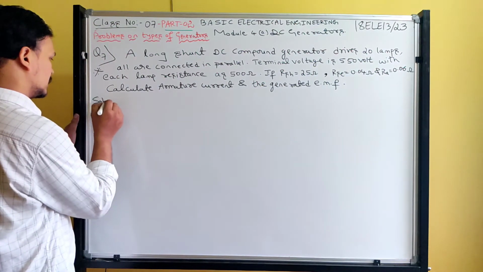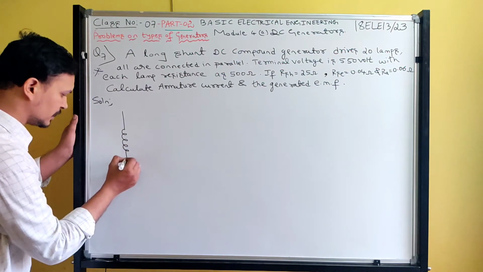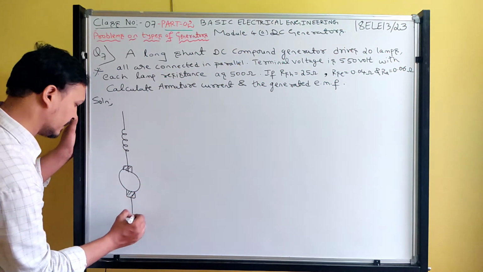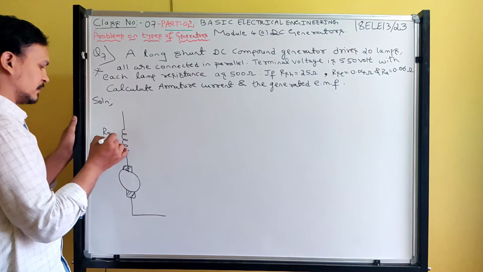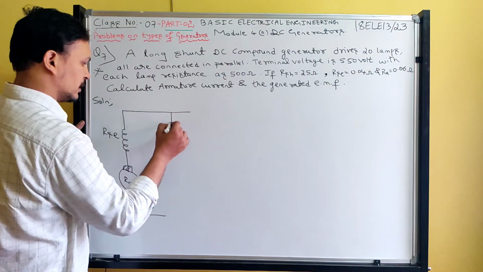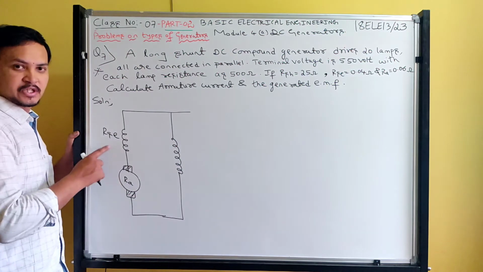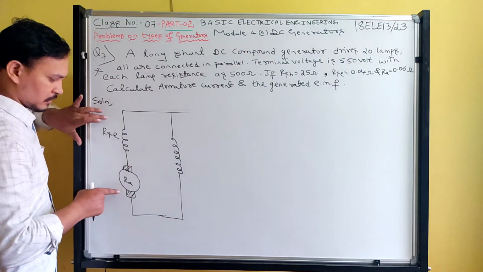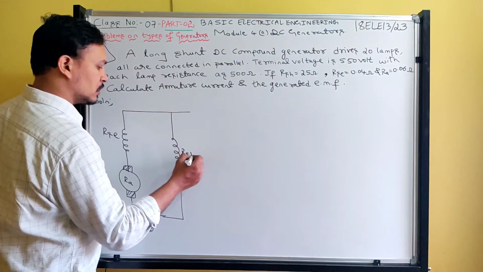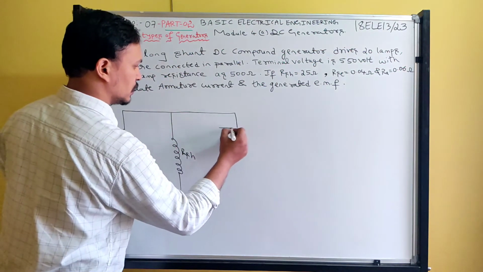So let's start with the solution. Long shunt DC compound generator. A compound generator means it includes both the shunt field winding and the series field winding. This is a series field winding, always connected in series with the armature, and the shunt field winding is connected across the series combination of these two. These two are always connected in series. Across this combination, if I connect the shunt field winding, then it is called a long shunt compound generator. Now this is the load.